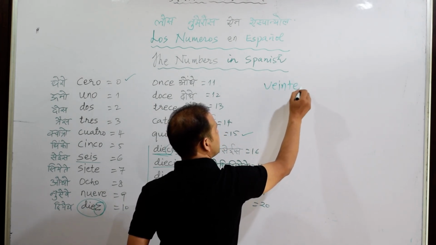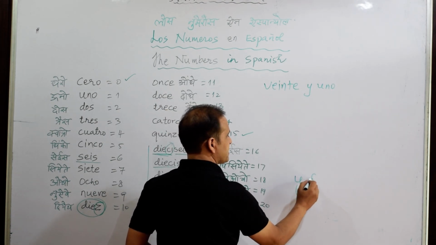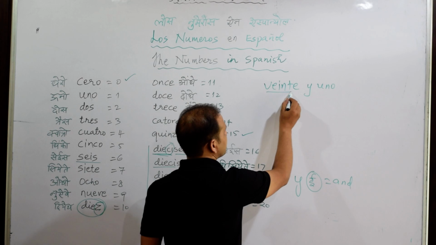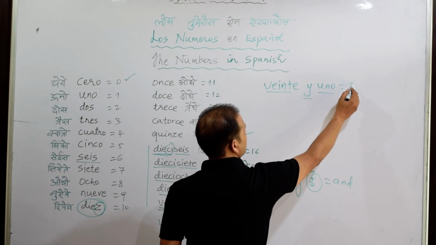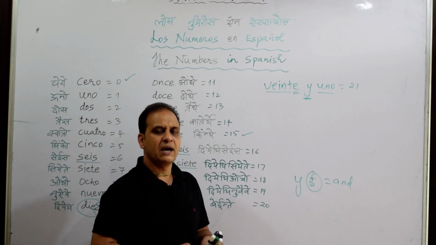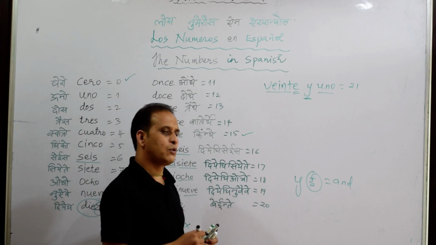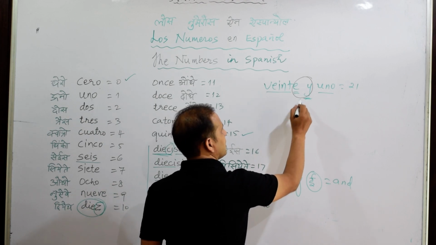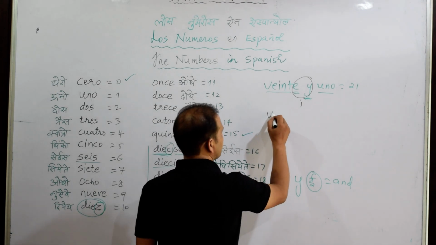You know, veinte y uno. This Y individually sounds like E, which means and. So veinte, that is 20, E means and, uno is 1. Altogether it is 21. But here they are both vowels coming together, having more or less a similar sound. So to overcome the confusion, they replace both these vowels with one. That is E. In English it is I, but in Spanish it is E. So they will say it like this.